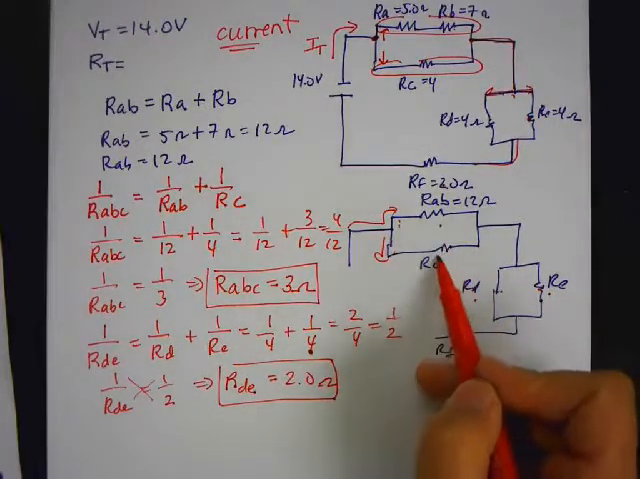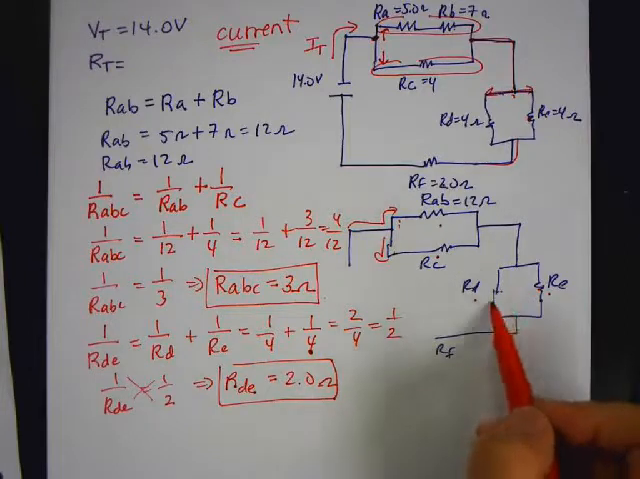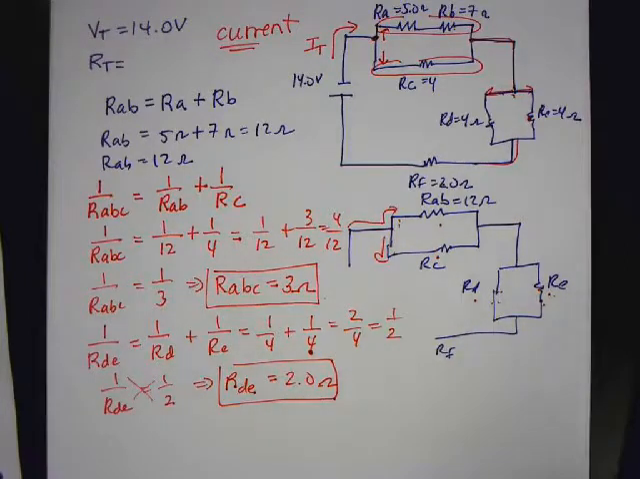So this branch and this branch were in parallel, so I used the rule for parallel for adding. These two were in parallel, so again I used the rule for equivalent resistance for parallel. Does that make sense?